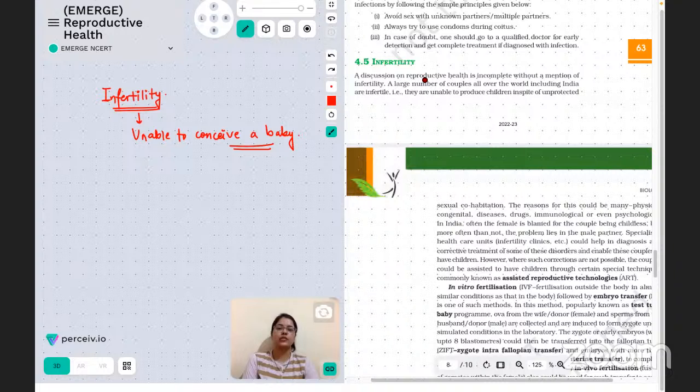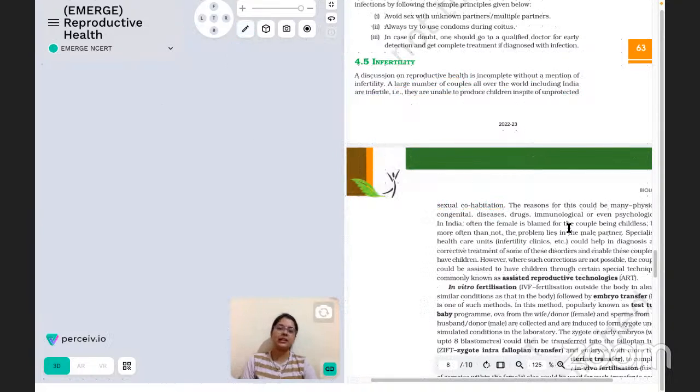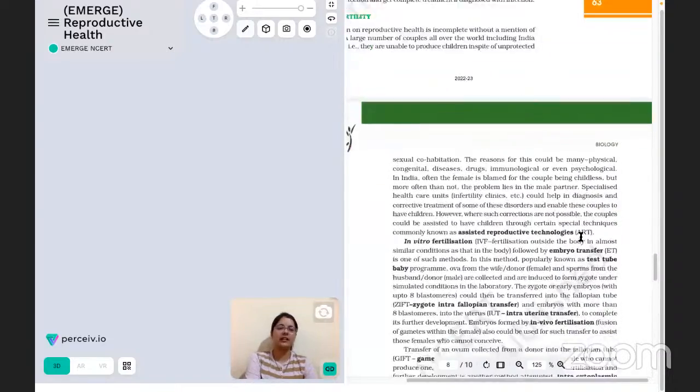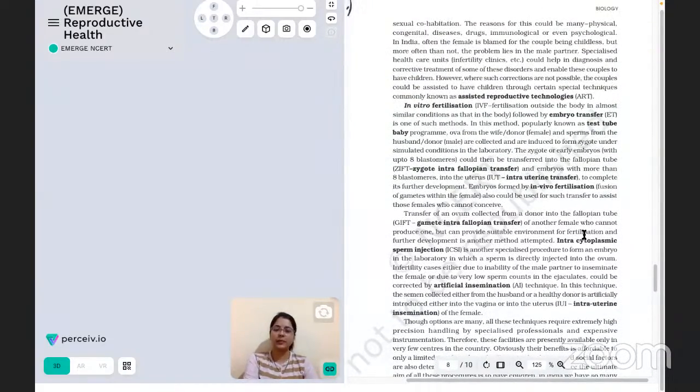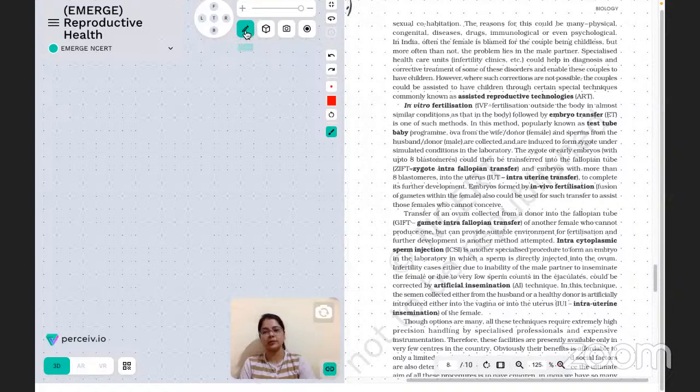That as discussion on reproductive health is incomplete without the mention of infertility, a large number of couples all over the world, including India as well, they are infertile. That means they are unable to produce children in spite of unprotected sexual cohabitation. ठीक है? तो infertility मतलब समझ लीजिए कि एक ऐसा condition जिसमें कि that couple is not able to conceive even after unprotected sexual cohabitation.